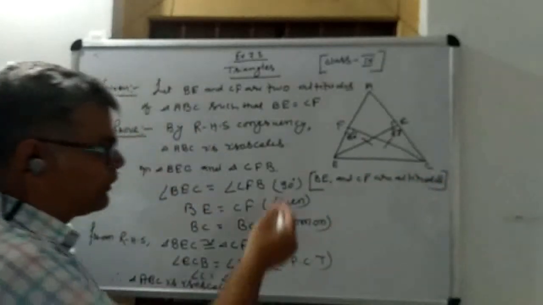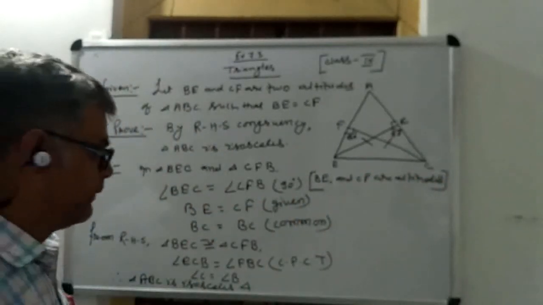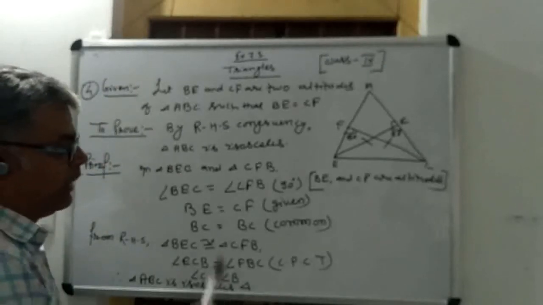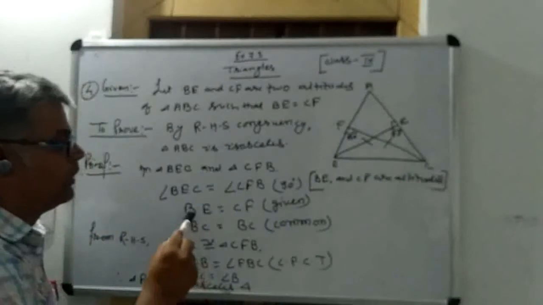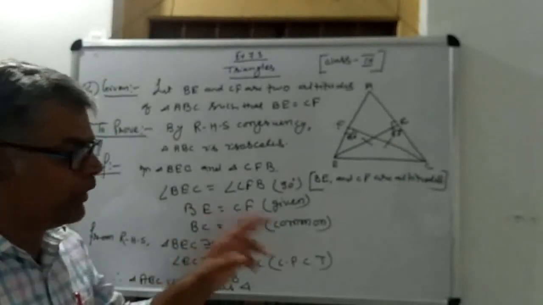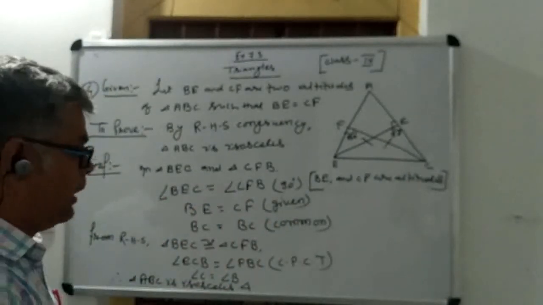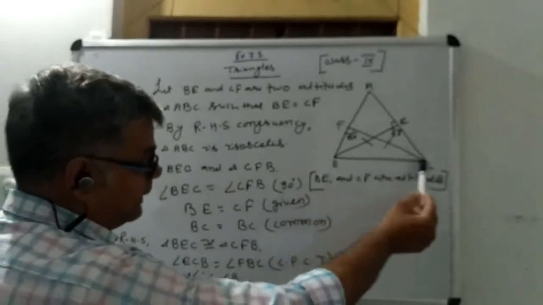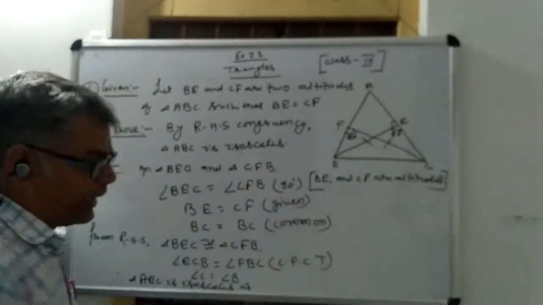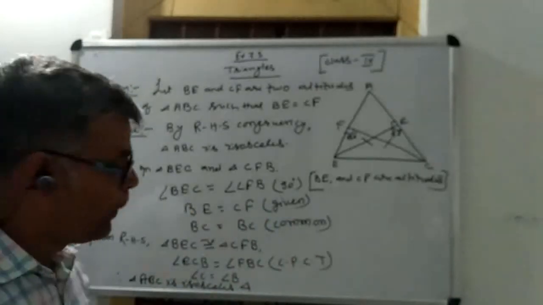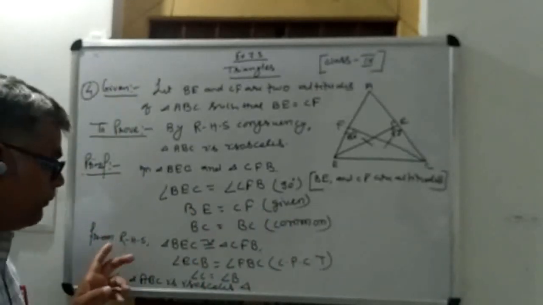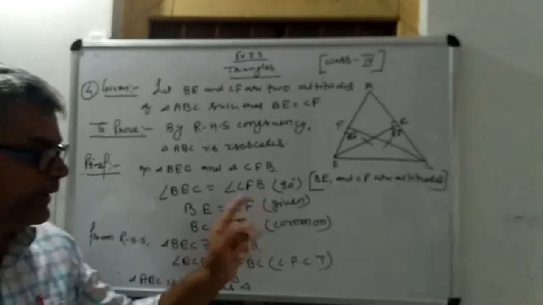This you may write also, or simply you can write 90 degree. Thereafter, in the question it was given that BE equals to CF. So we have taken BE equals to CF. And now the third part, this BC is common to both triangles. So we have taken BC equals to BC, which is common. So now it is satisfying the RHS condition.